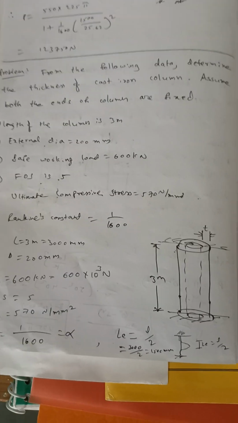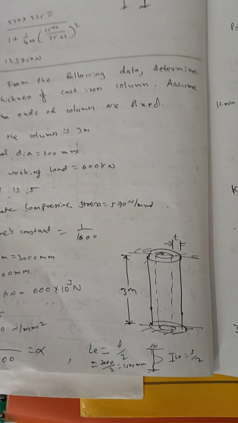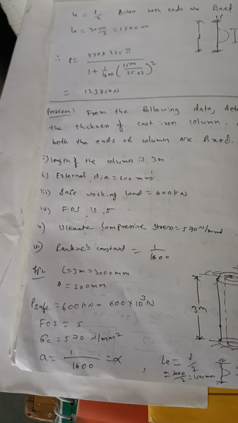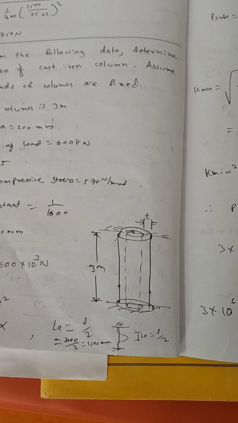So this is a figure, both ends are fixed. The column's external diameter is given, the span length is given, but the internal diameter is not given. We need to find T, the thickness of the cast iron. So what is the formula for thickness here?